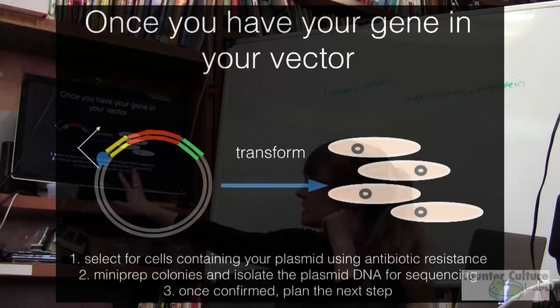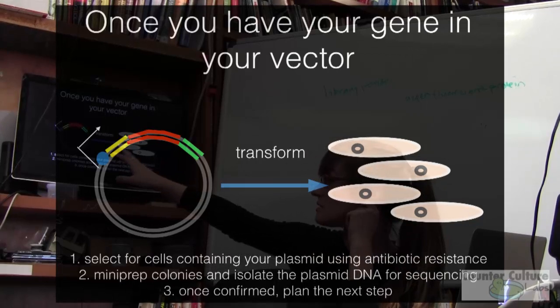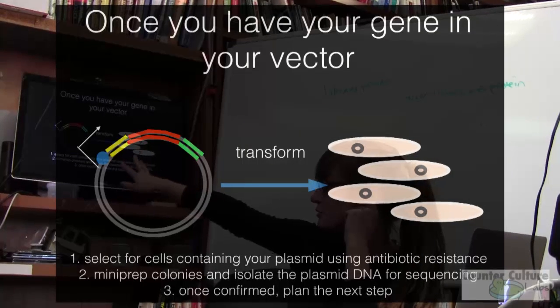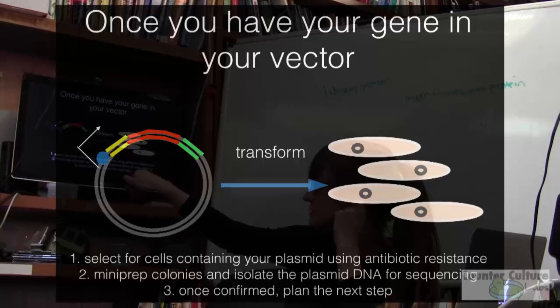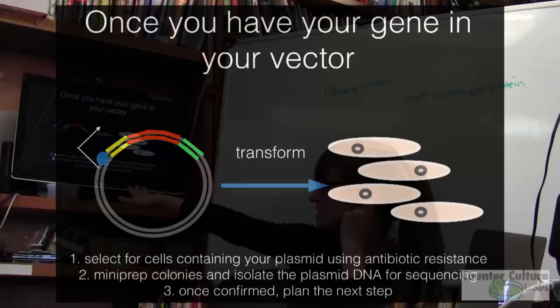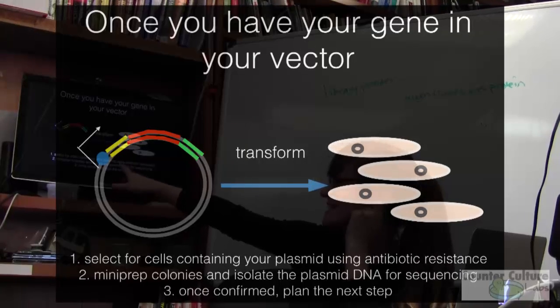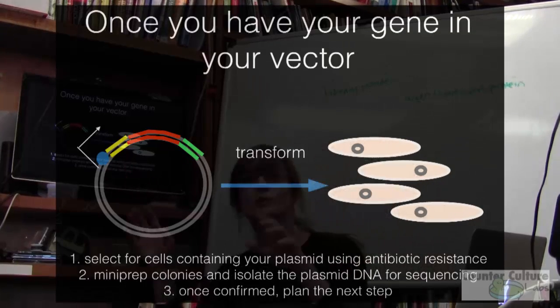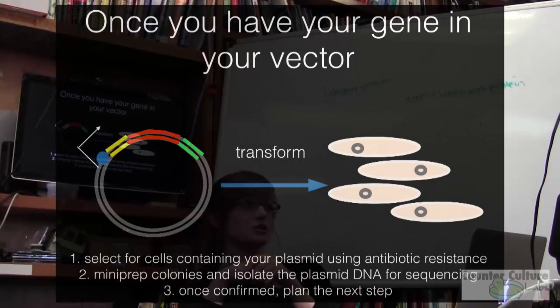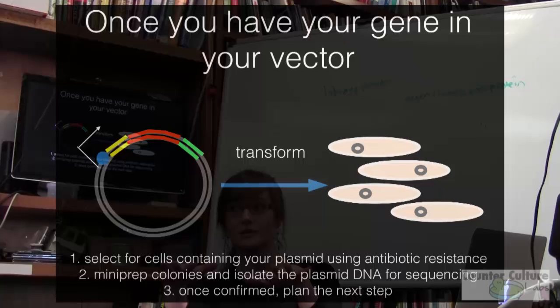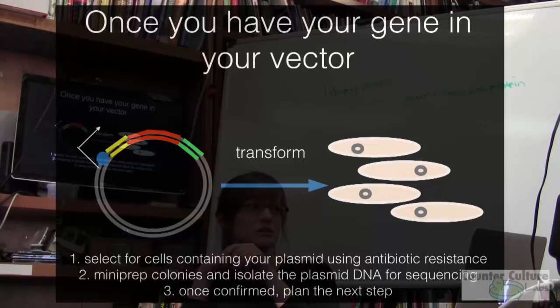So the purpose of the initial first part of this is, if you transform your cloned vector right into cells, what are you going to do to confirm that you made the right construct? I pretty much mentioned it down there, but for those that can't see, you clone your gene into your vector, you're putting it into bacteria just for the first stage of cloning, just to make sure you made your construct correctly. Like, what do you need to do?